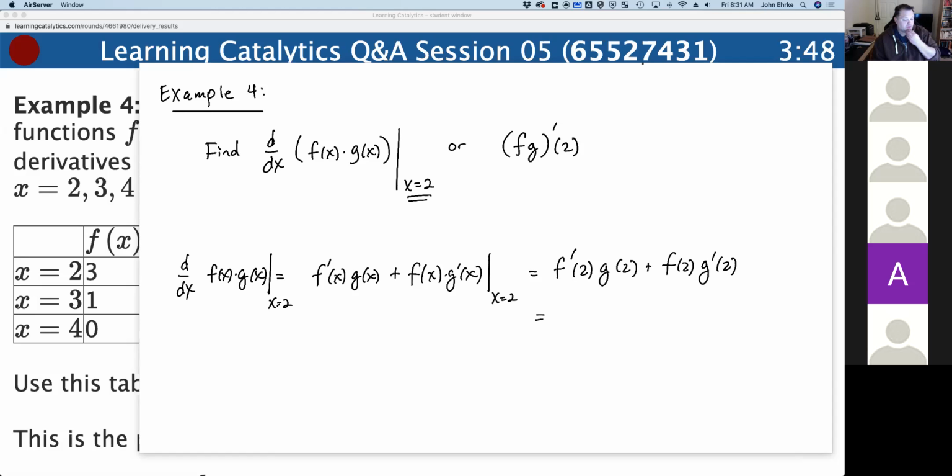And you should be able to look up all of those values from the table. So if you're looking at the table, f prime at 2 in the table is 5. g at 2 is -2. f at 2 is 3. And g prime is -4. So this gives me -10 minus 12, which is -22.